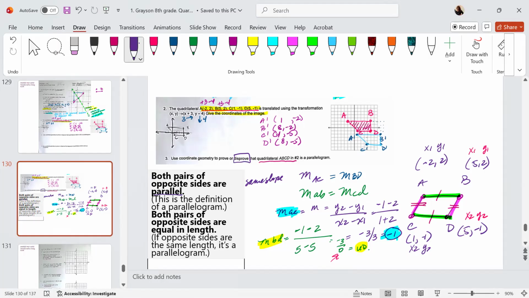Because both pairs of... Not both. We just proved one. We just proved the pink side. Your opposite sides aren't the same slope. So write that in a sentence. I am disproving quadrilateral ABCD is a parallelogram because... you just go back to the question and rephrase it, okay? And then explain your reasoning why.